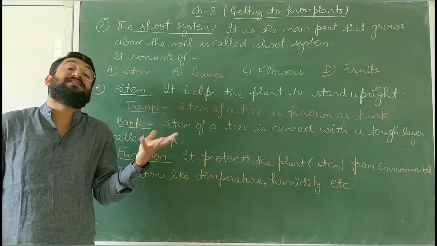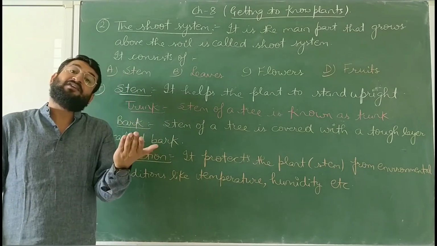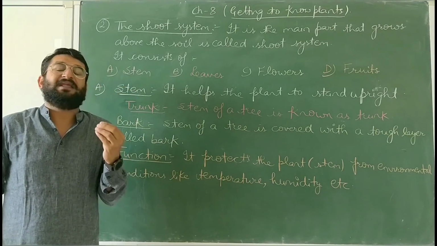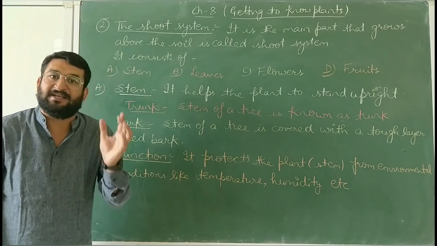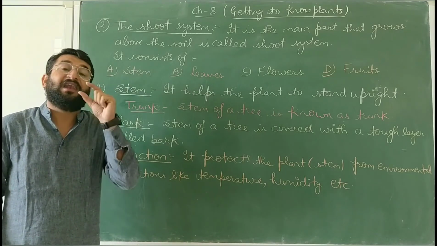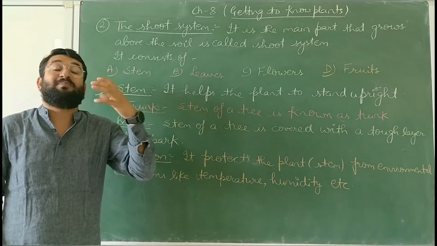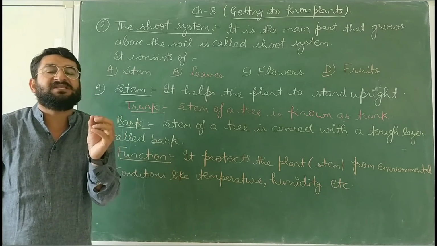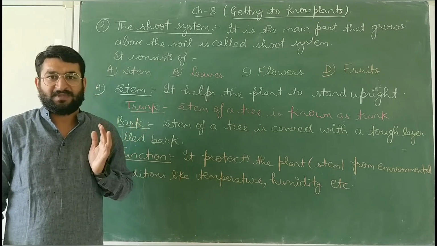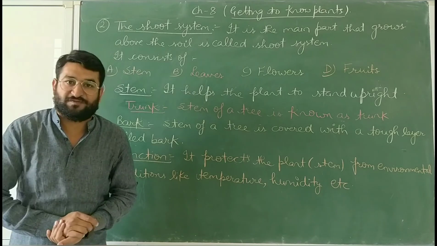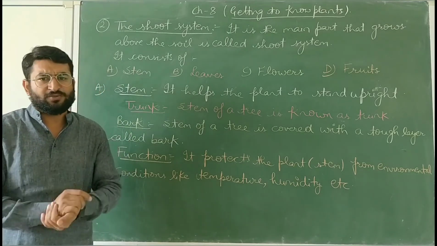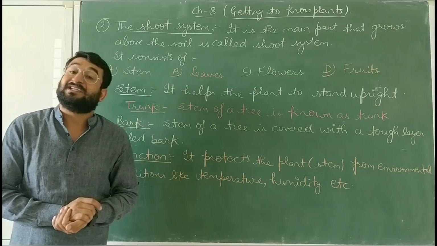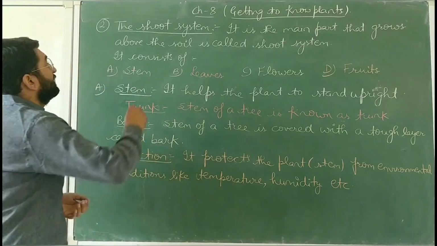So for proteins they require nitrogen, and for fixation of nitrogen they require a bacteria that is known as rhizobium bacteria. Rhizobium bacteria lies in the roots of certain plants known as leguminous plants. Mostly the pulses are included in the leguminous plants. That we have already discussed in our previous videos. In this video, we will discuss the further topic of the chapter, that is the shoot system.